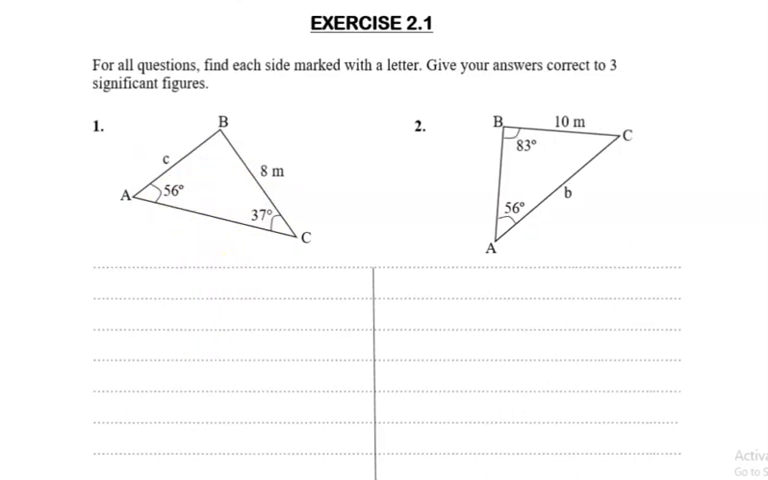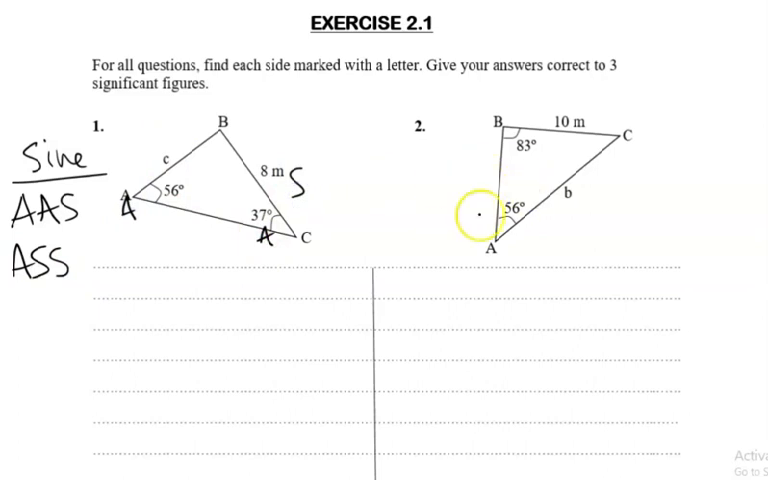We need to know when to use sine rule. Sine rule is used when you have angle, angle, side, and angle, side, side. Over here we have an angle, angle, side, angle, angle, side. So we can use sine rule for all of them.